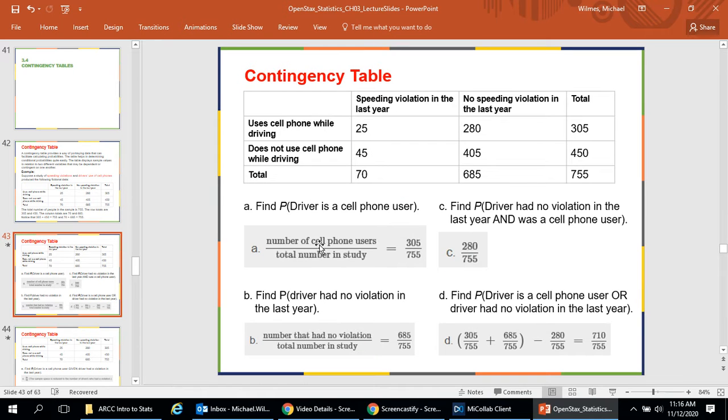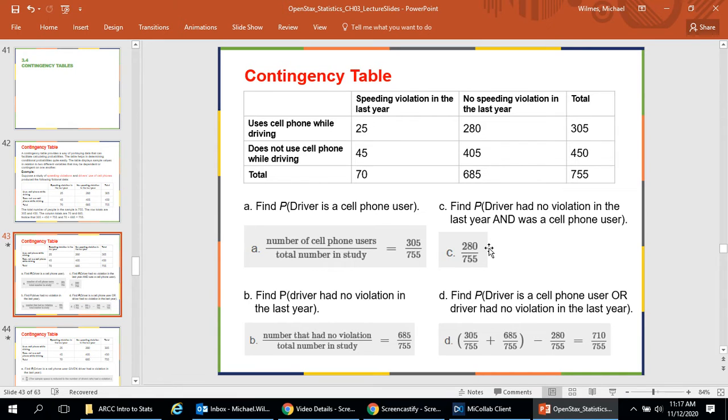All right, so let's answer some questions. Probability a driver is a cell phone user. For that, we take the cell phone users, 305, divided by the total. Probability a driver had no violation last year. Well, no violation over the total, so 685 over 755. Probability a driver had no violation in the last year and was a cell phone user. So we go to no violation and cell phone user. That's 280 people.